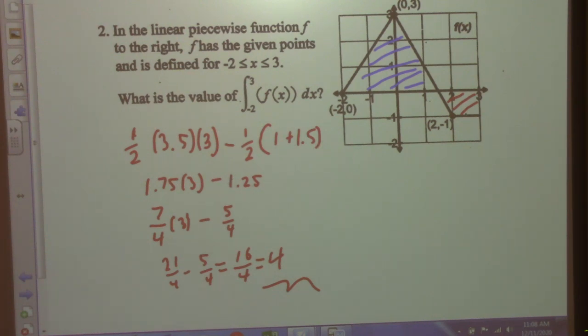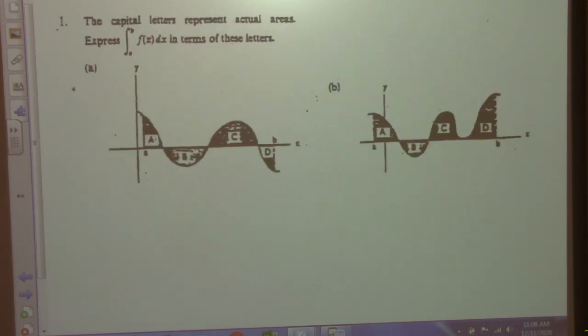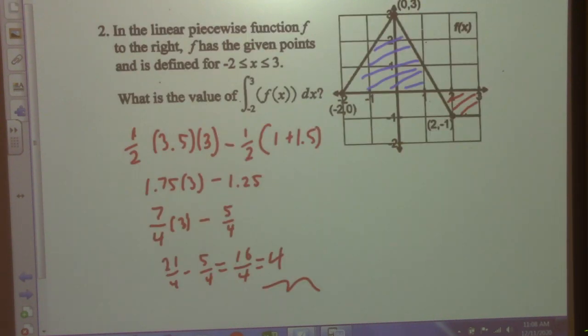Let me just look at this next one here. Yeah, so we're going to look at these exercises here starting on Monday. So really that is it.